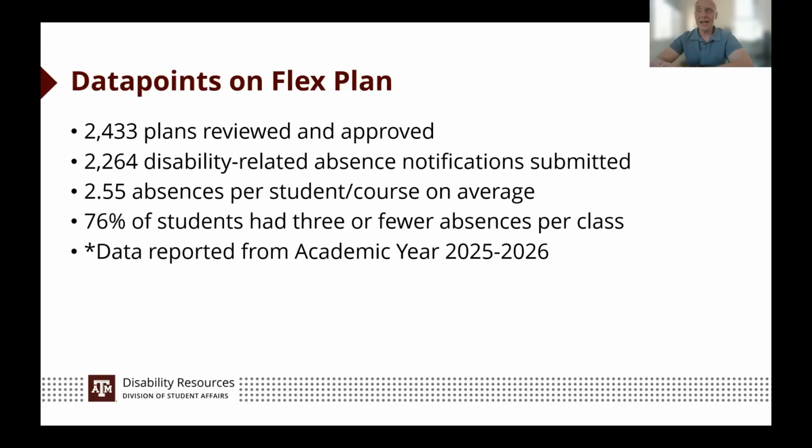And during the last academic year, fall and spring, this slide says 2,400. We actually reviewed and approved over 2,500 plans during the fall and spring semesters of last year. So these are plans for individual courses. So 2,500 individual courses had a plan that was tied to an accommodation. The plan for absences accommodation. 2,264 disability related absence notifications were submitted by students to say, hey, I need to use this accommodation in my class.